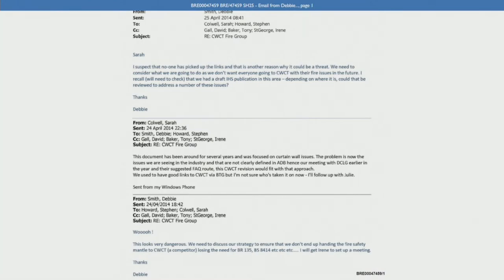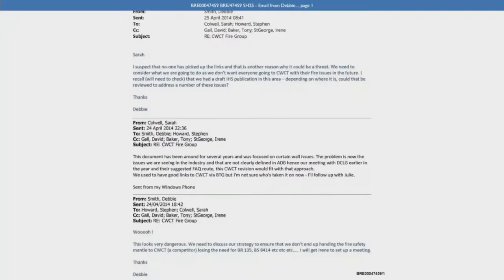Now, before we go on, there's a reference in the first line there to this document. Yes? That's a reference, isn't it, to CWCT's technical note 73 attached to the thing below? I assume so, yes. Who is BTG? That would be the building technology group within BRE. I see. And Julie, is that Julie Brigula? Yes, I would imagine it is.